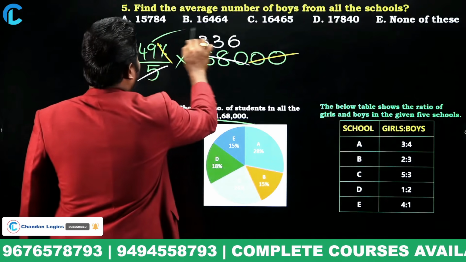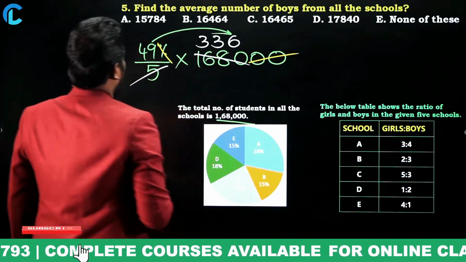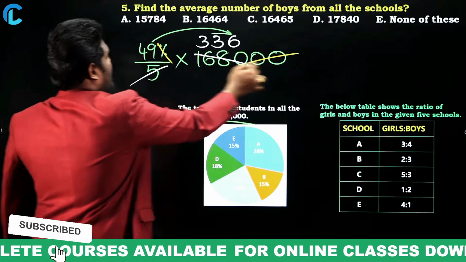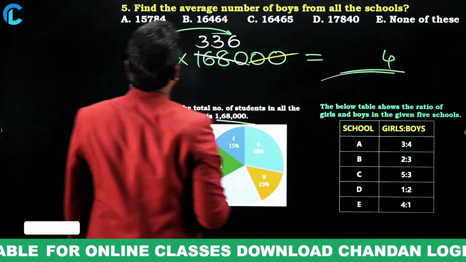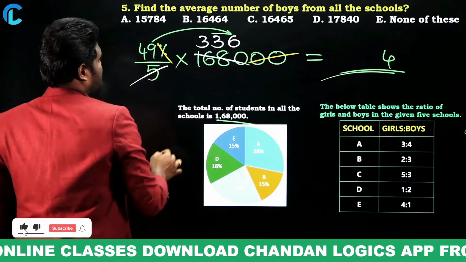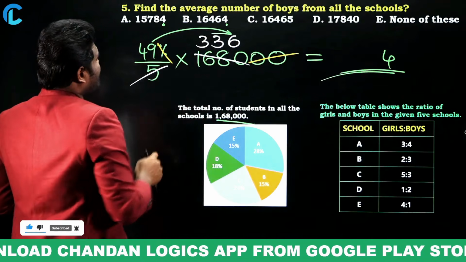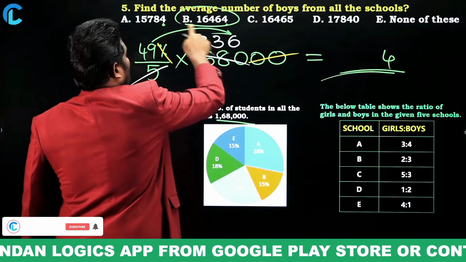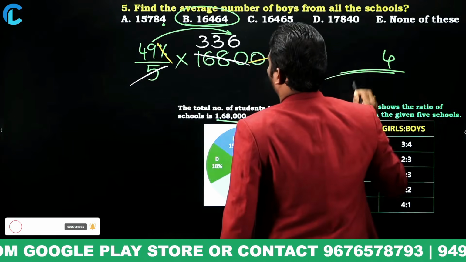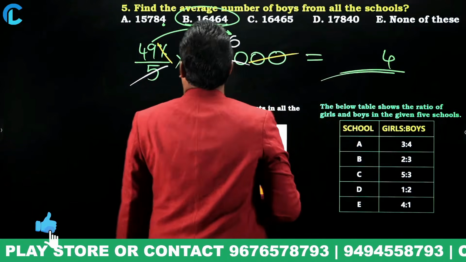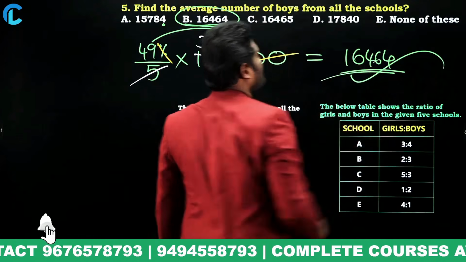Okay. When you multiply, the last digit: 9 six times, 54. So the last digit should be 4. With last digit 4 we have 2 options. So this is one option and this is one more option. But it is very clear that our answer should be close to 16464. Yes or no? So the answer will be 16464.